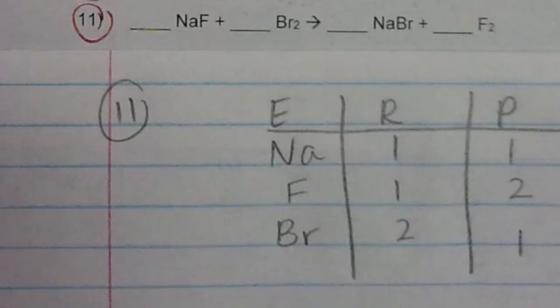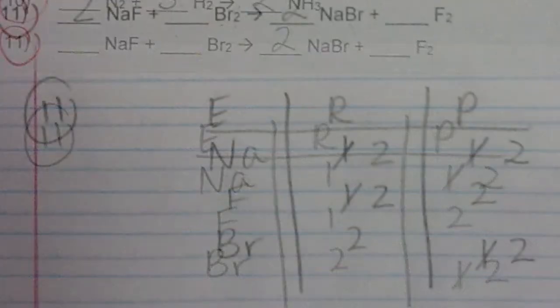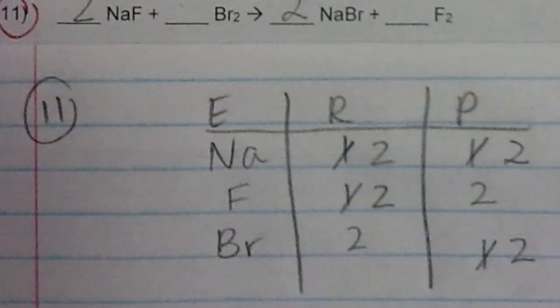Number 11. Number 11 has 1 reactant sodium, 1 reactant fluorine, and 2 reactant bromine. It has 1 product sodium, 2 product fluorine, and 1 product bromine. If I put the coefficient 2 in front of the formula with sodium and bromine, I will have 2 product sodium and 2 product bromine. If I add a coefficient in front of the sodium and fluorine on the reactant side, that brings me up to 2 sodium and 2 fluorine, and the equation is balanced.